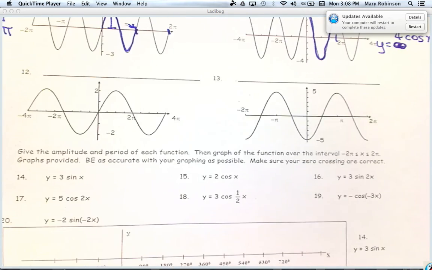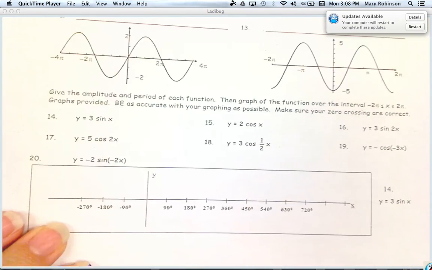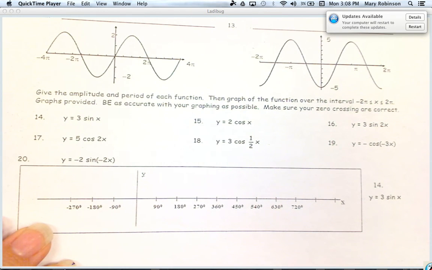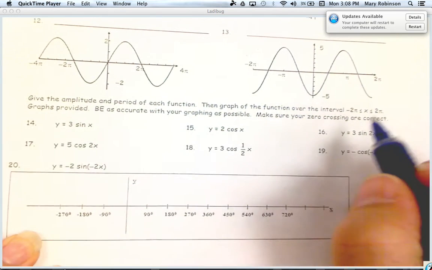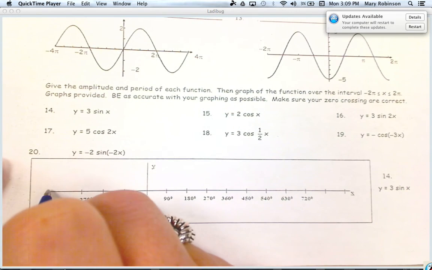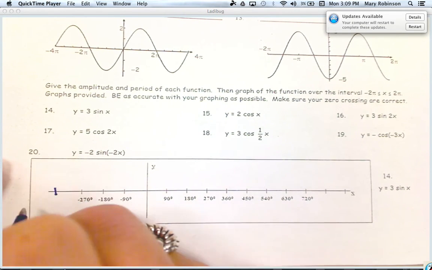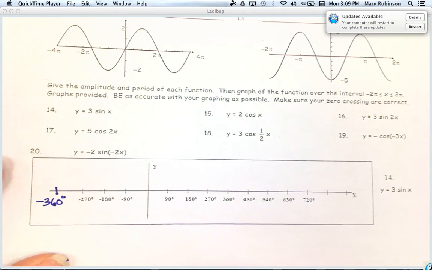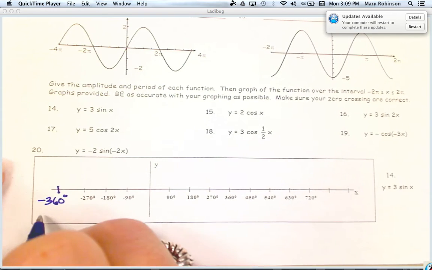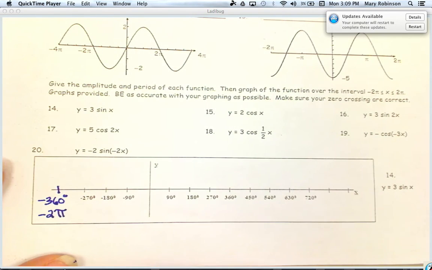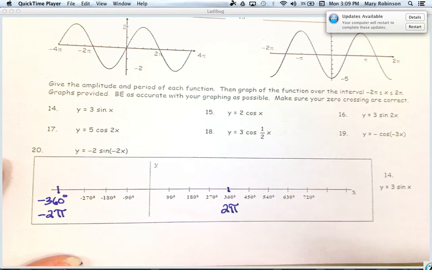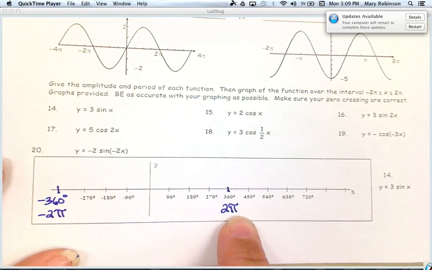All right, so let's skip down here and talk about how we graph these. For 14 through 19, it says give the amplitude and period, then graph the function over the interval from negative 2 pi to 2 pi. Well, if you look down here on your graph, what you see is degrees. So please go ahead and mark that this is negative 360. And if it tells us to graph it from negative 2 pi to 2 pi, then we should correlate that negative 360 is negative 2 pi, and that positive 360 is 2 pi. So we should graph from negative 2 pi to 2 pi.